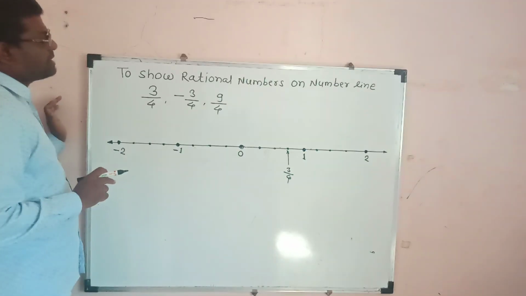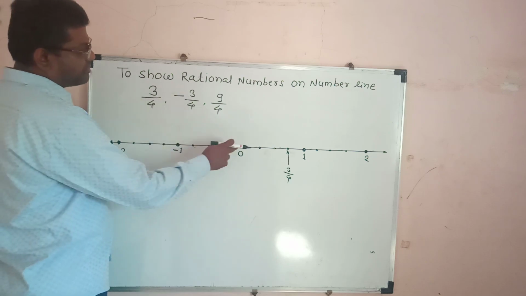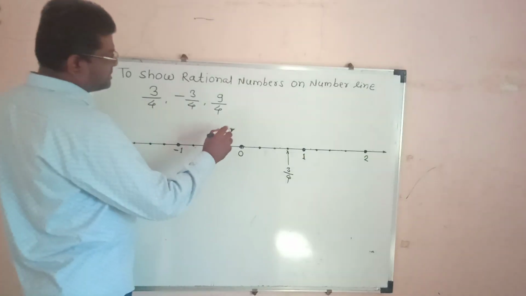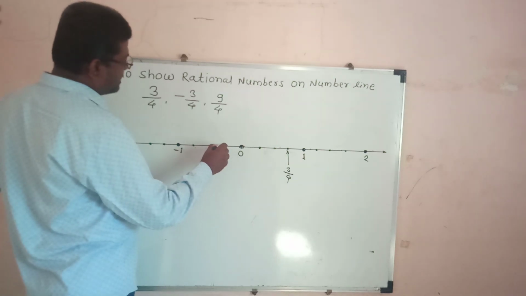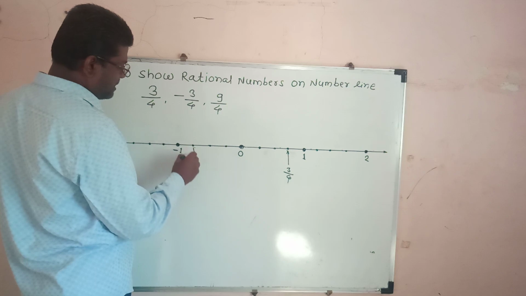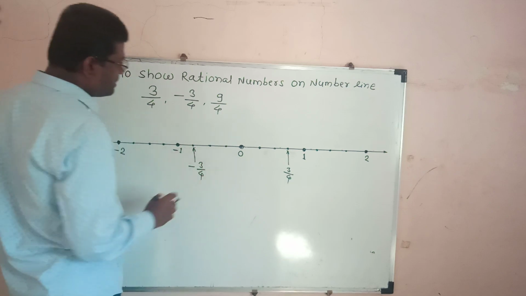Now another rational number is minus 3 upon 4. As it is negative, it will be on the left side of the 0. Therefore this point will be minus 1 upon 4. This will be minus 2 upon 4. And this will be minus 3 upon 4.